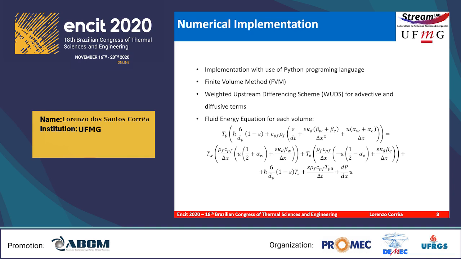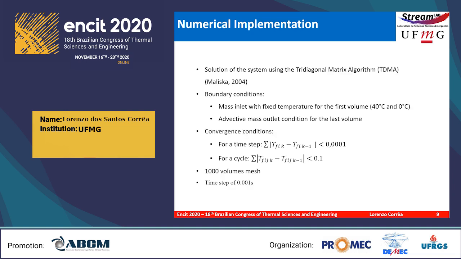As can be seen, the temperature for each volume depends only on the temperature of the volumes that surround it, so the volume immediately before and after, and its own temperature at the last time step for the finite volume method. As each volume temperature depends only on 3 temperatures of the complete mesh, the system is 3-diagonal, and the 3-diagonal matrix algorithm was used to solve it.